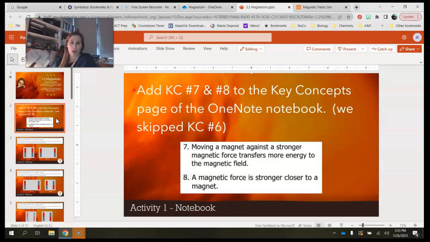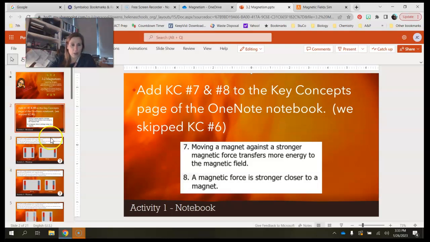To your notebook today, you need to add key concept number 7 and 8 to your key concepts page of your OneNote notebook. We are skipping key concept 6, so don't be looking for that one. It's not there. Key concept number 7 says that moving a magnet against a stronger magnetic force transfers more energy to the magnetic field. And 8, a magnetic force is stronger closer to a magnet.